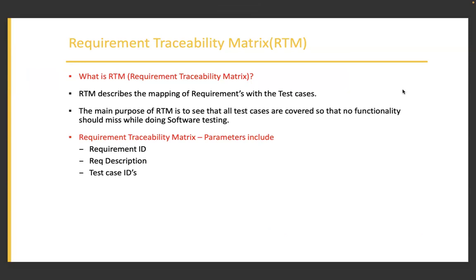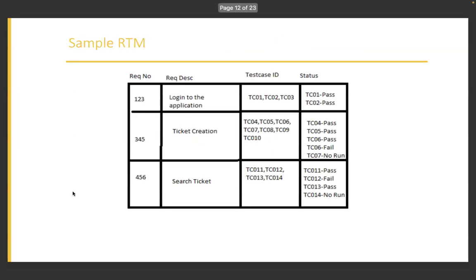Perfect. So what does RTM contain, guys? RTM contains requirement ID, description, test case ID. This is not a valid one, but you can consider this at a high level. Usually we generate it at a very granular level, so that whoever is executing the test cases should be pretty much confident how many test cases he has executed, which test cases he has executed, how many of them are pass, how many of them are fail. All these details you will get from the RTM, guys.